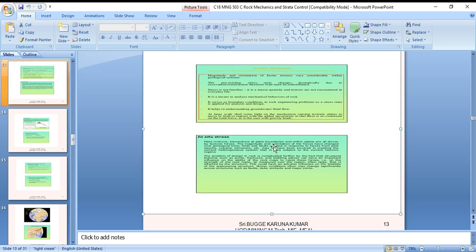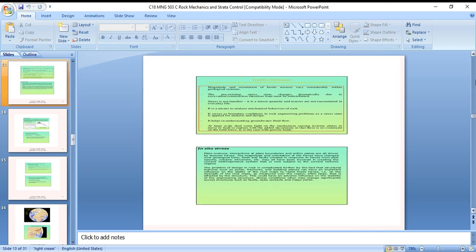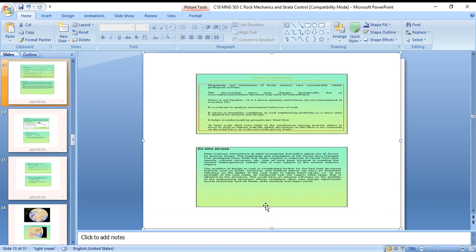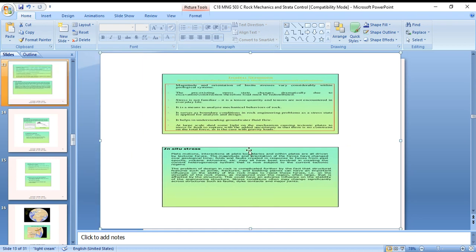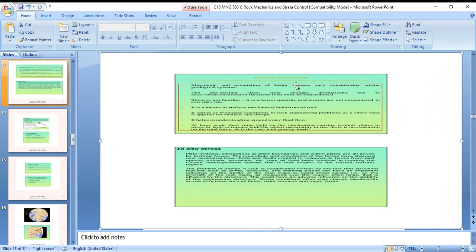These are the other general procedures, just to elaborate. So generally, these are in-situ stresses. The magnitude and orientation of in-situ stresses vary considerably within the geological system. The pre-existing stress state changes dramatically due to excavation and construction.